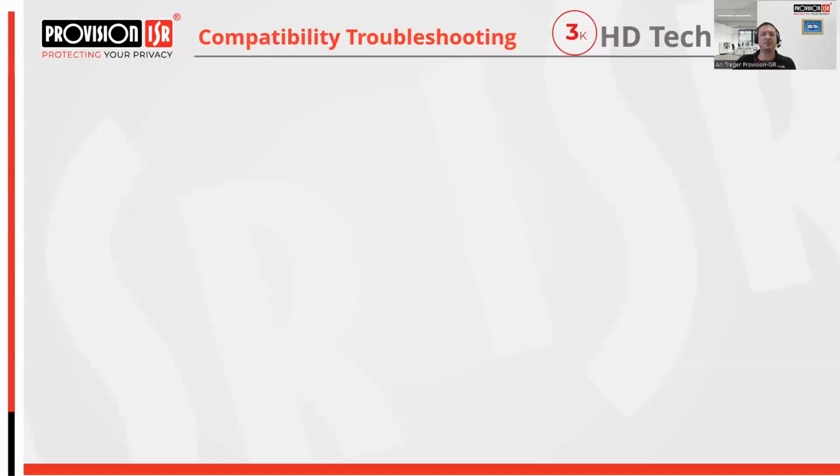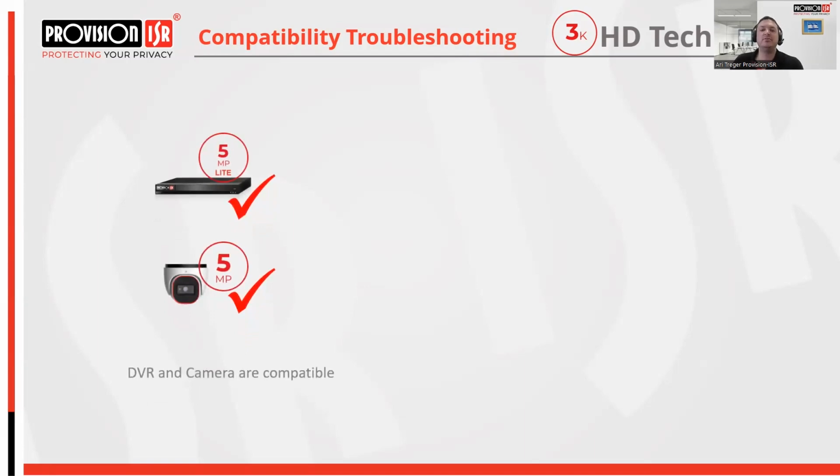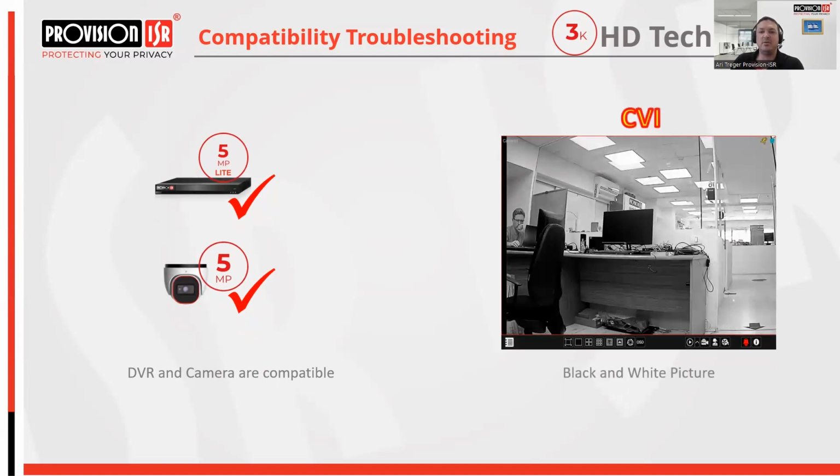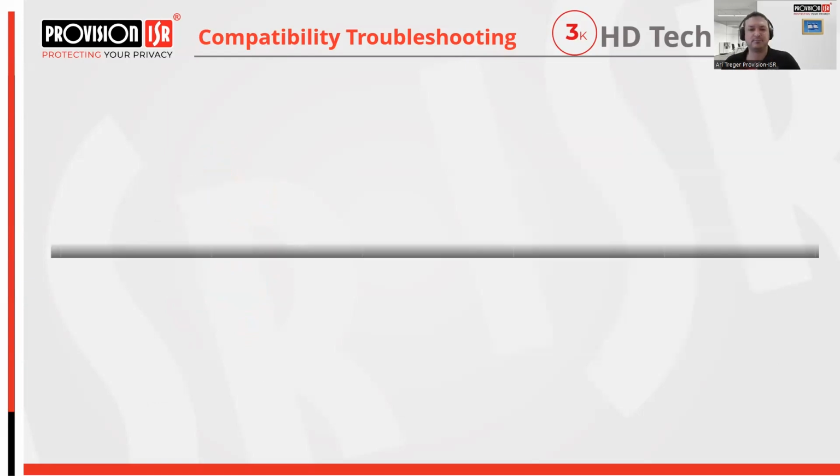Here's another common compatibility scenario. You have a situation where the resolution of your camera is set to a compatible DVR resolution. However, you're getting a black and white image. This typically occurs when your camera is set to CVI, and let's look at understanding why.